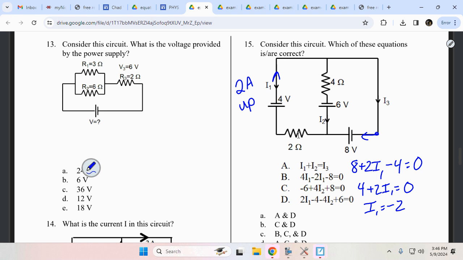Why did the sign change? Right here, you mean? Why did the direction change? Yeah, because when I calculated this, it came out negative. And because it was negative, it means that this direction was labeled incorrectly. Okay?